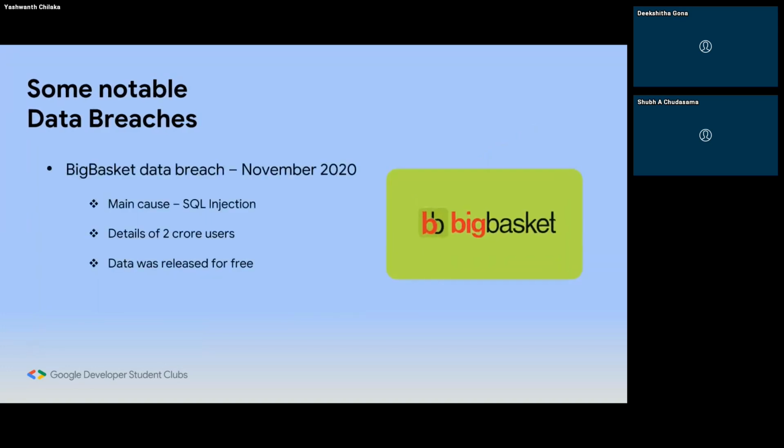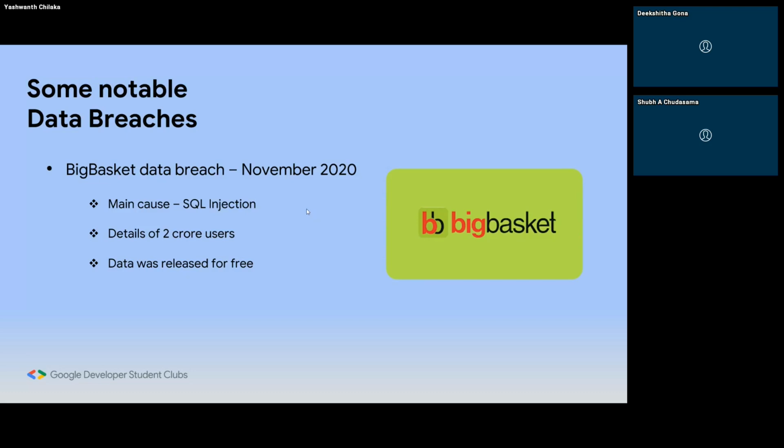Next one, Big Basket data breach. This occurred in November 2020, and the main cause was an insecure SQL file. The crackers noticed this, and they crafted a special SQL request which caused an SQL injection into the databases, and that leaked the details of 2 crore users.